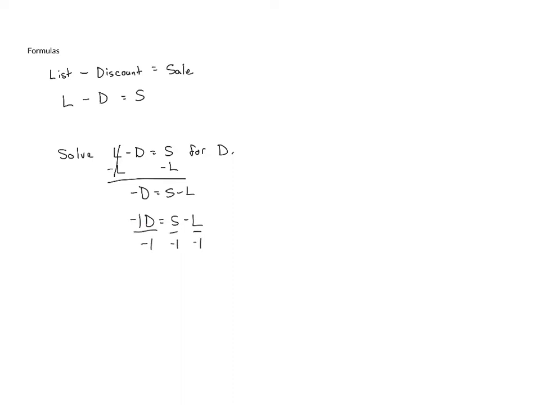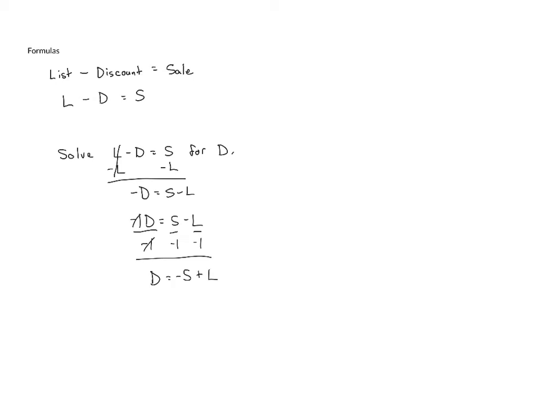So we need to divide both sides by negative 1, and to do that we have to take each term on the right and divide them by negative 1. On the left-hand side, when we do this division, we're left with d because the negative ones cancel. On the right, s divided by negative 1 is going to be negative s. And then the next term, we've got a negative divided by a negative, which gives us a positive, so it's going to be plus L.